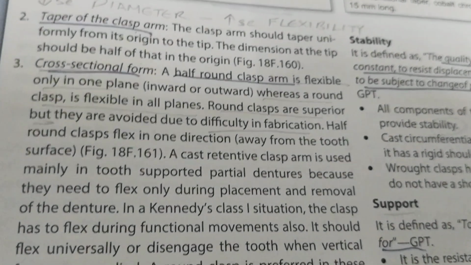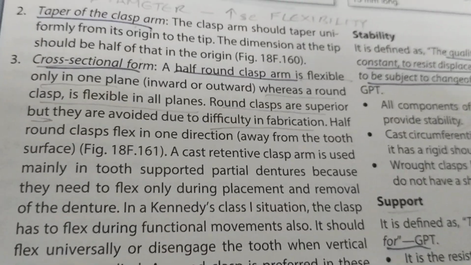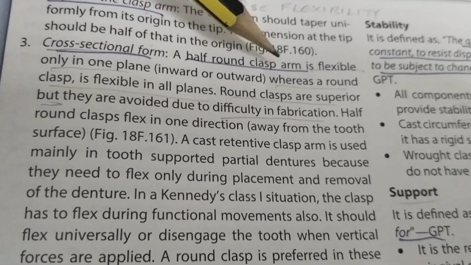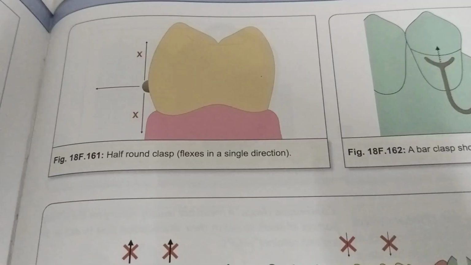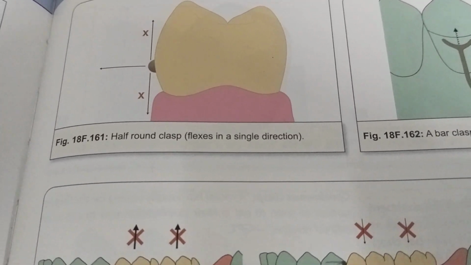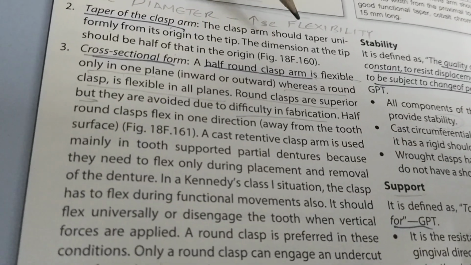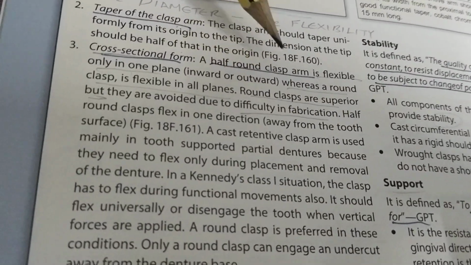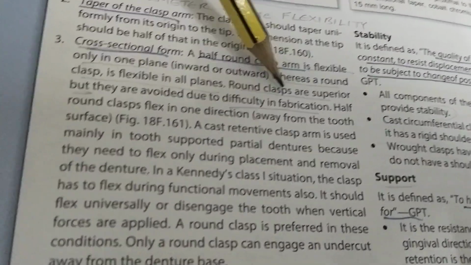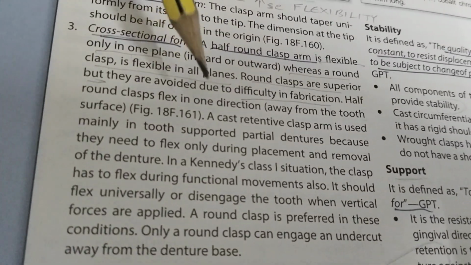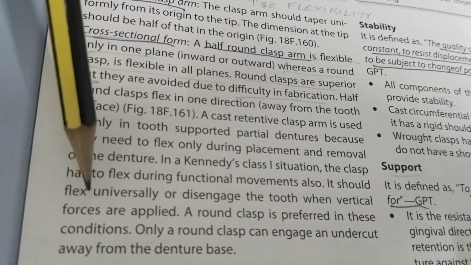Then there is one more factor that affects the flexibility, which is cross-sectional form. Here you can see a half round clasp arm is more flexible only in one plane. This is the diagram. This is flexible only in one plane, whereas a round clasp is flexible in all planes. But even though round clasps are more flexible and superior, due to their difficulty in fabrication, they are usually avoided. But still, round clasps are preferred in certain cases. Option D, tooth on which the clasp rests.